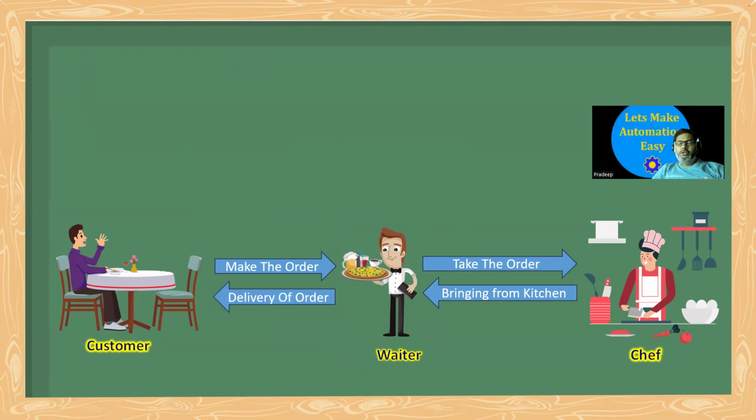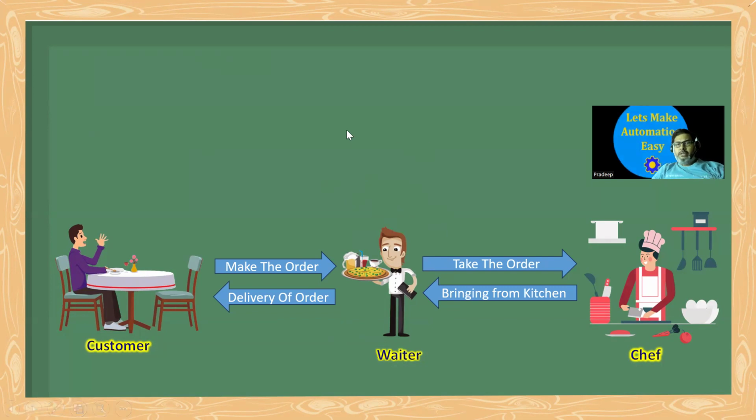and then deliver this order to the customer. So here you can say that this waiter is working as an interface between the customer and the chef, so that they don't need to interact with each other directly, and he works as a communicator between them.